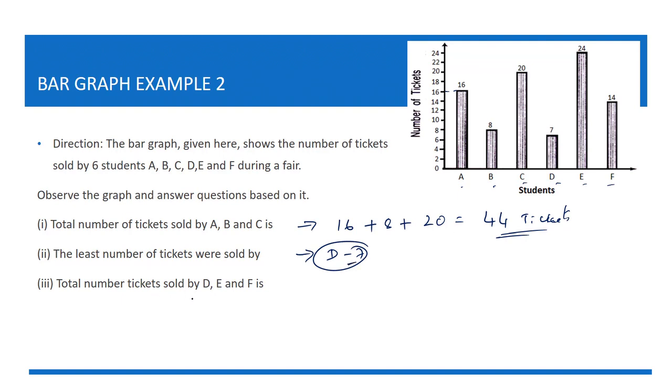Total number of tickets sold by D, E, F. So D, E, F, let us check. D is 7 plus E is 24 and F is 14. So 24 plus 7 is 31, 31 plus 14 is 45. So together D, E, F sold 45 tickets.